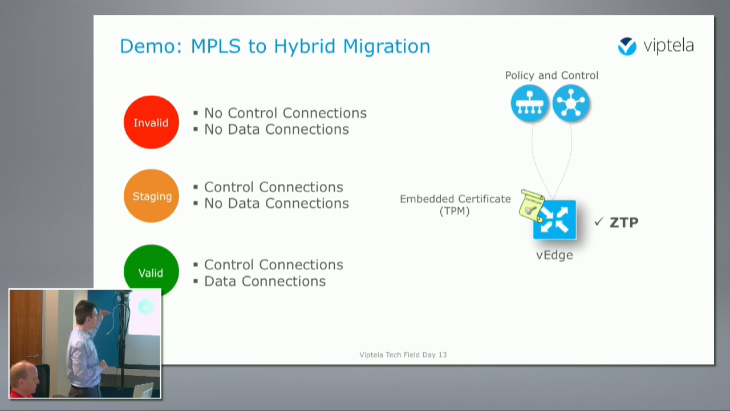There is also staging, where I can work on the device, which means it will get some connectivity from the control plane, but no data plane. What our customers are using this for is to stage the devices before moving them into production. So I can have full connectivity into the device and do whatever I want configuration and policy-wise. When I'm ready to flip the switch, I can promote it into the valid mode. That will open up the data connections, and the device becomes fully operational. Now not only are the control connections up, but also the data plane connections, which are the IPsec tunnels.